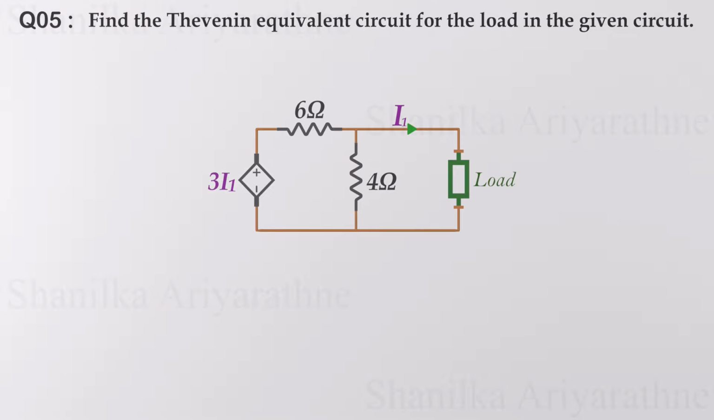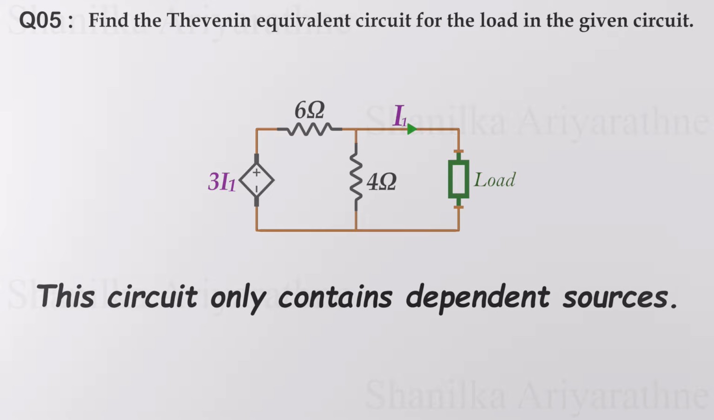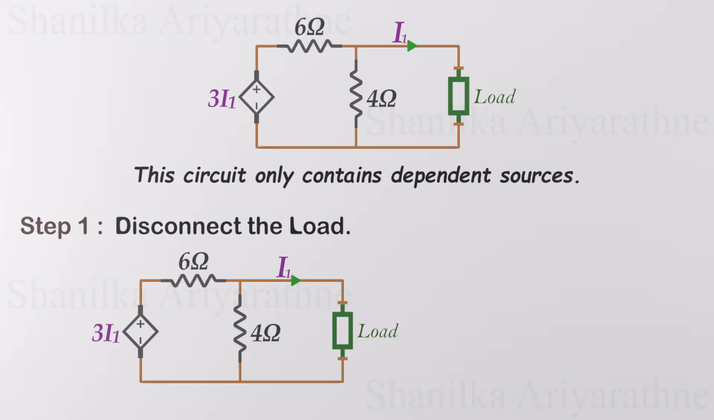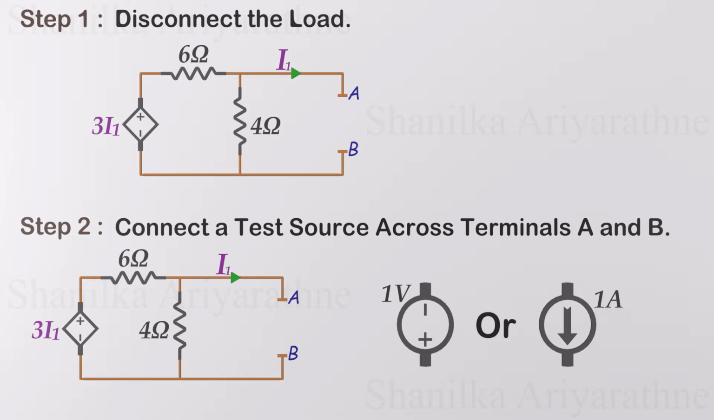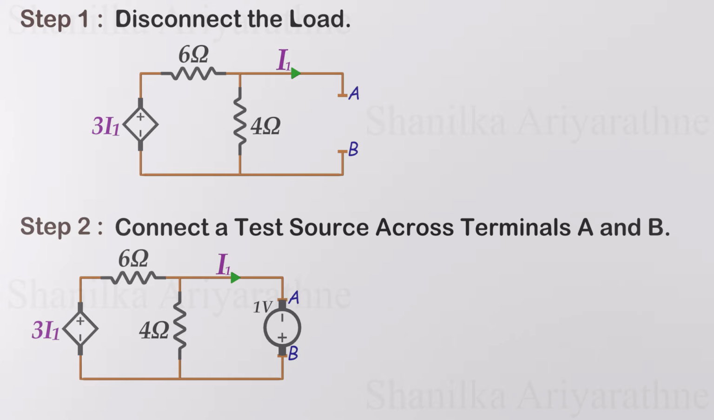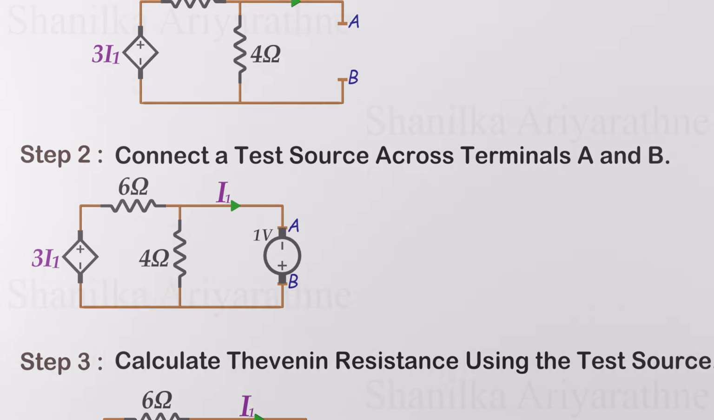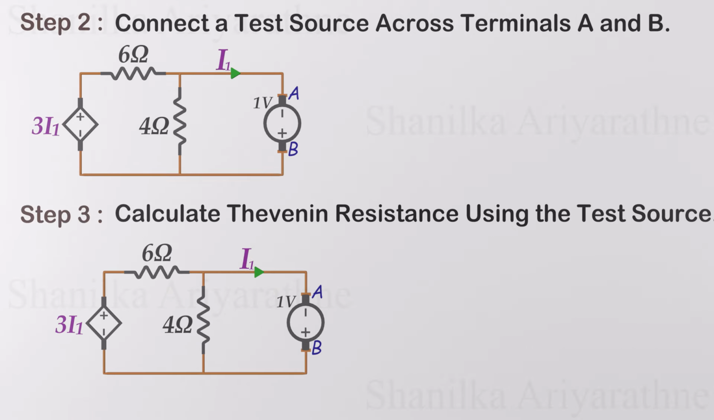Consider this circuit. Let's find the Thevenin equivalent circuit. Since there are no independent sources, this is case 3. First, disconnect the load as we did earlier. Next, connect a test source across terminals A and B, either a 1-volt voltage source or a 1-amp current source. Here, I'll use a 1-volt voltage source. To find the Thevenin resistance, we need to calculate the current supplied by the test voltage source.